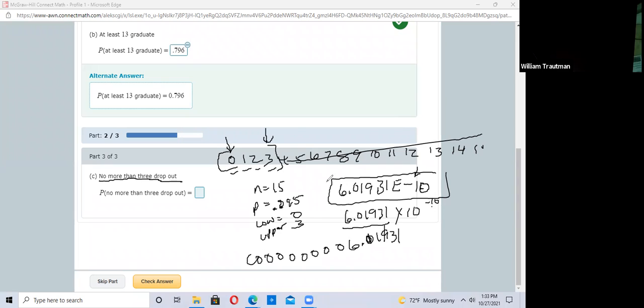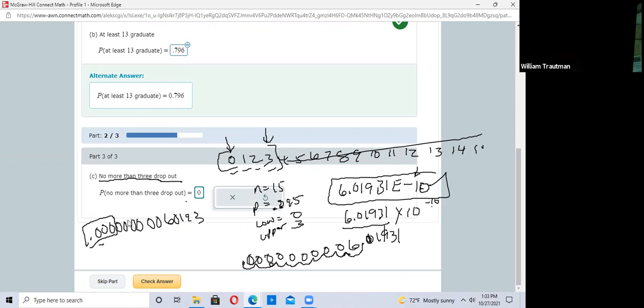A negative means this number is going to get smaller. Right now, the number is 6. It gets smaller if I put the decimal here, but I have to move the decimal 10 times: 1, 2, 3, 4, 5, 6, 7, 8, 9, 10. So my answer is 0.000000000600193. Rounding it to 3 decimal places, the answer should just be 0, because there are no numbers there.